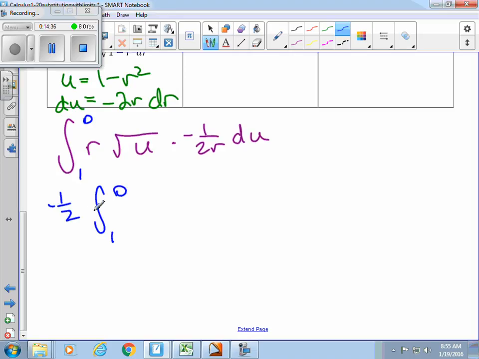Negative 1/2 u to the 1/2 after you cancel the... Everyone agree with that? Which part?